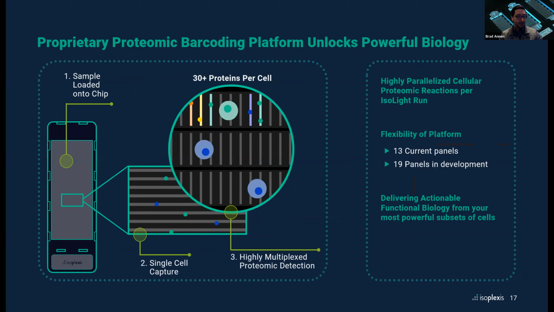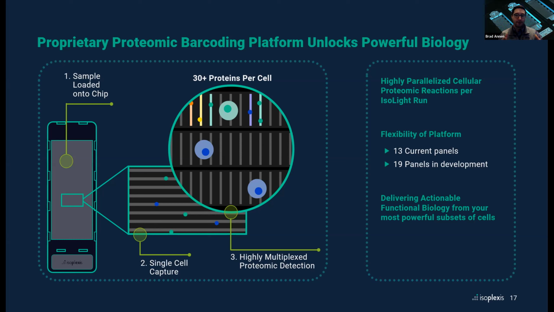Now we'll take a look at how the chips themselves actually work. Really what we do and how we're able to unlock this powerful biology is through what we call proteomic barcoding. How that works is you load your sample onto the chip. You can load your single cells for the single cell application, or we also have a bulk application that we added last year where you're loading supernatant, some type of cell-free solution. But either way, you load your sample onto the chip, and then each sample is captured in one of the respective chambers, whether that be micro chambers for the single cell application or macro chambers for the bulk application.